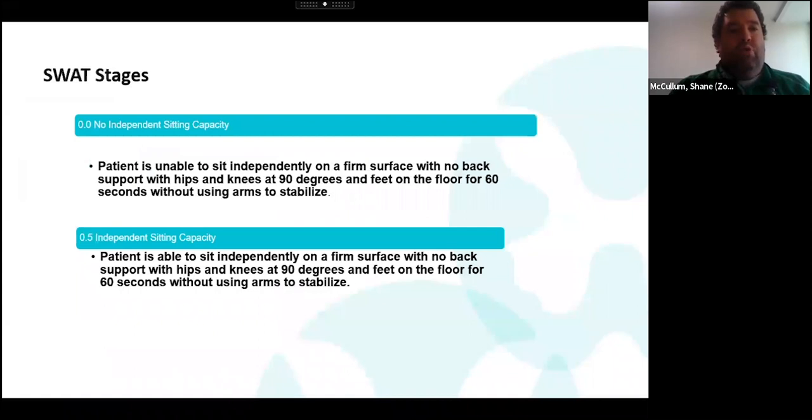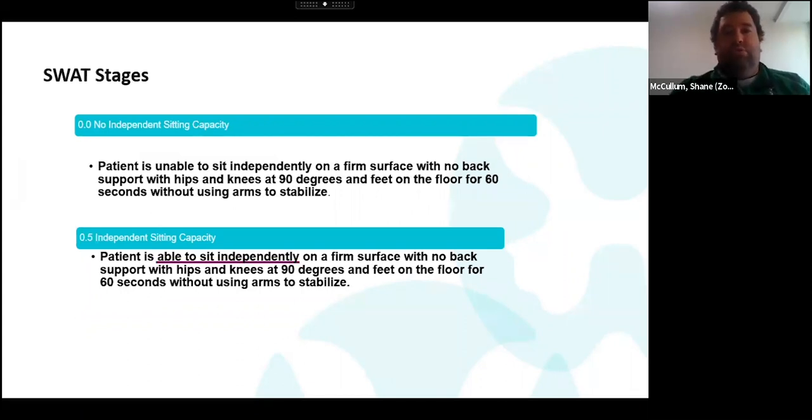So the way that this is broken down here, a 0.0 or 0.5 is somebody who would not be able to stand at this point in time. So they would be someone who's able to sit. And the differentiation between these two levels is whether they're able to sit for 60 seconds, without using arms to stabilize on a firm surface with no back support. So we often use a plinth in the physio gym here, where we would test this out. If they're unable to sit for 60 seconds with this setup, then it would be a 0.0. And if they are able to do that, then they would be a 0.5.